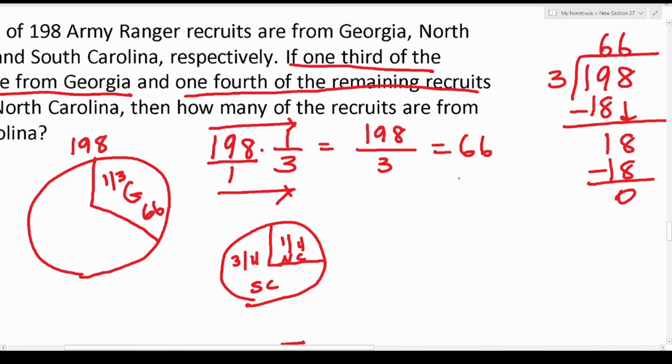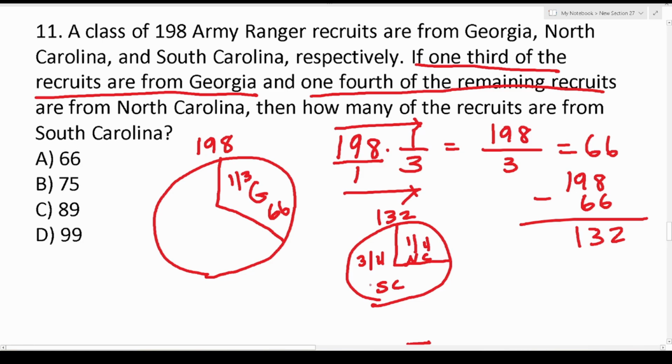So we're going to take 198, which is the total number of recruits, and subtract 66 from it, which is how many recruits are from Georgia. So this is 8 minus 6, which is 2, 9 minus 6 is 3, and 1 minus nothing is 1. So this is 132. Again, we want to figure out how many of the recruits are from South Carolina in this case. So we're going to find what 3/4 of 132 is.